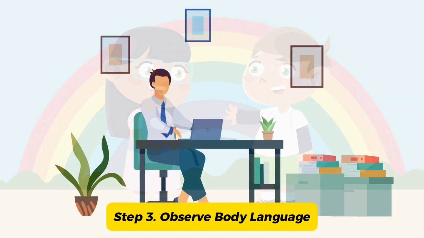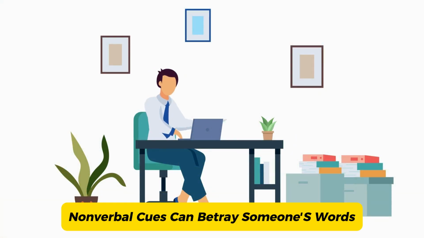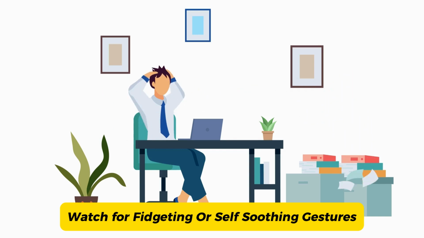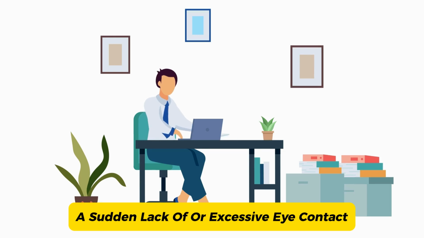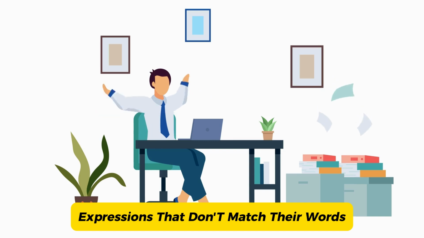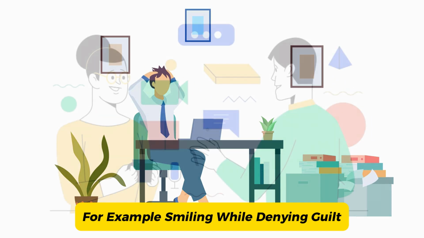Step 3. Observe body language. Nonverbal cues can betray someone's words. Watch for fidgeting or self-soothing gestures, like rubbing their hands, a sudden lack of or excessive eye contact, expressions that don't match their words, for example, smiling while denying guilt.